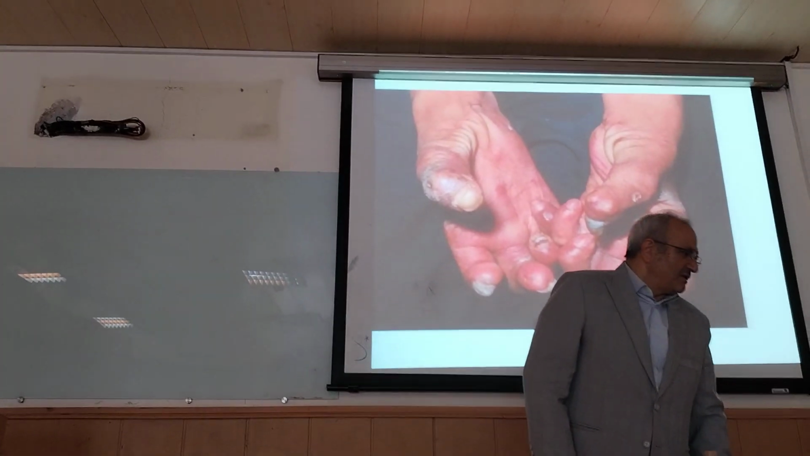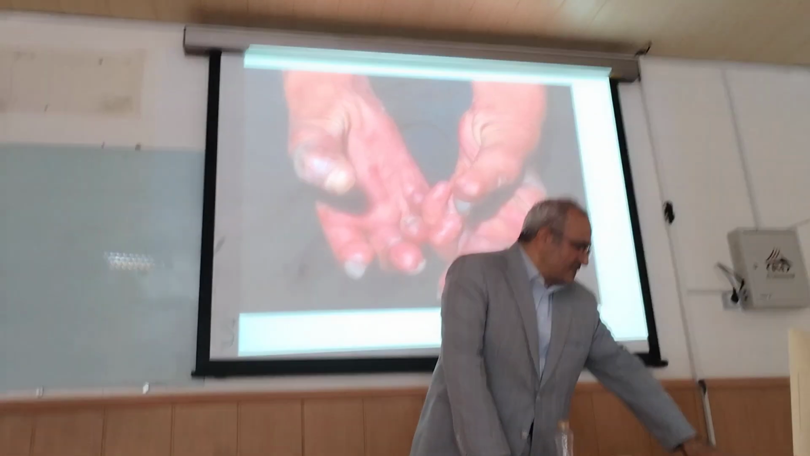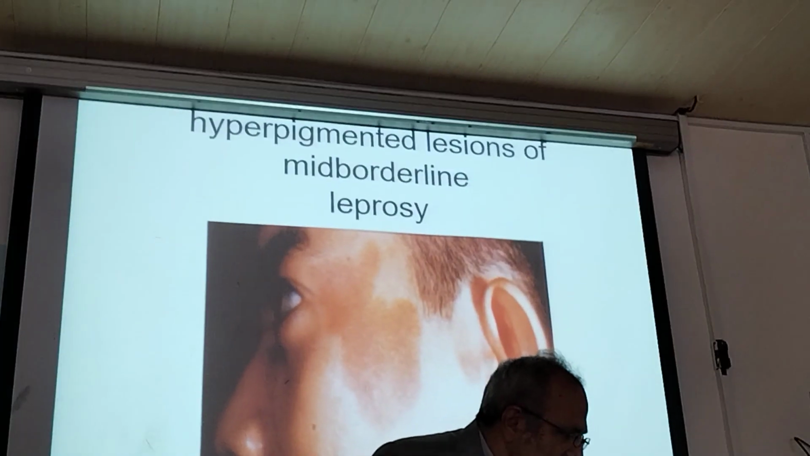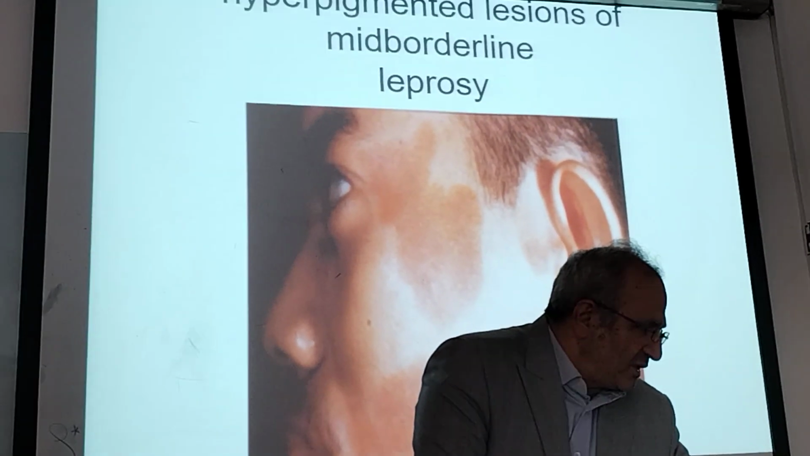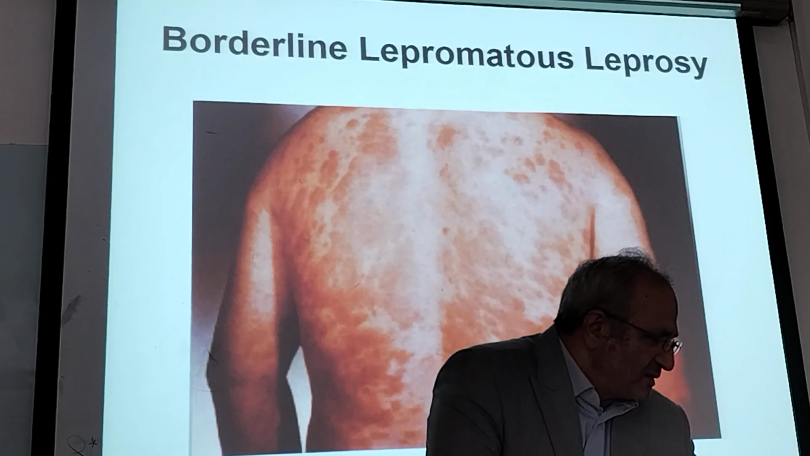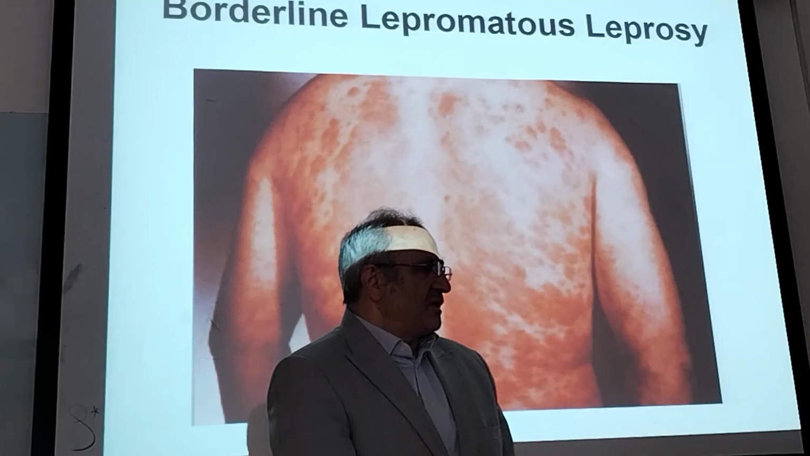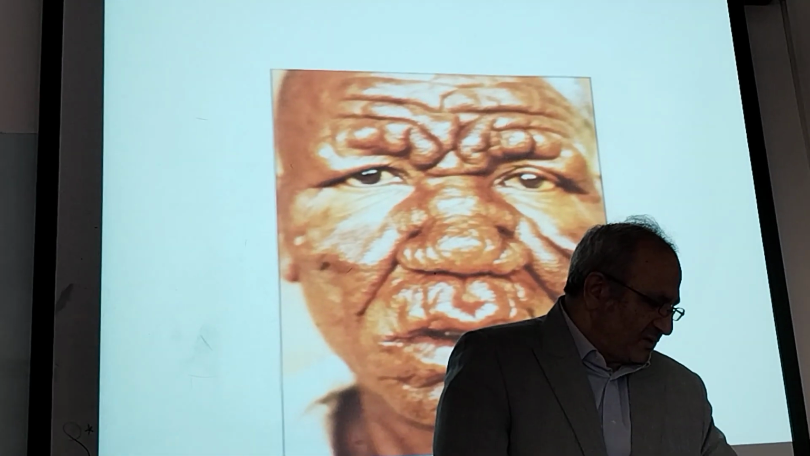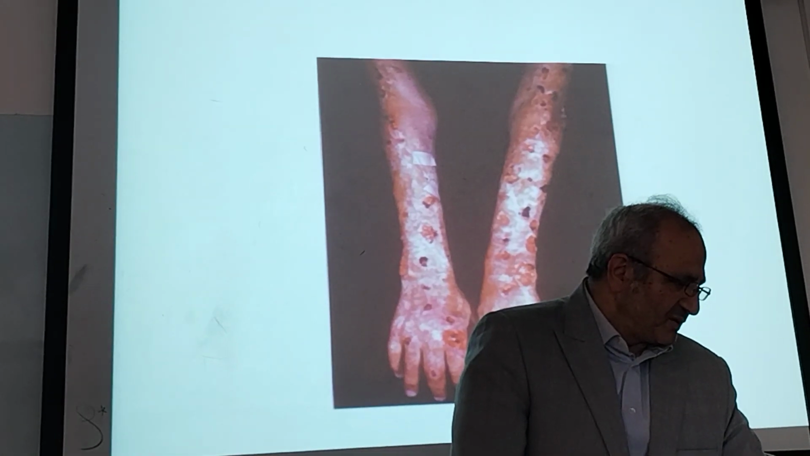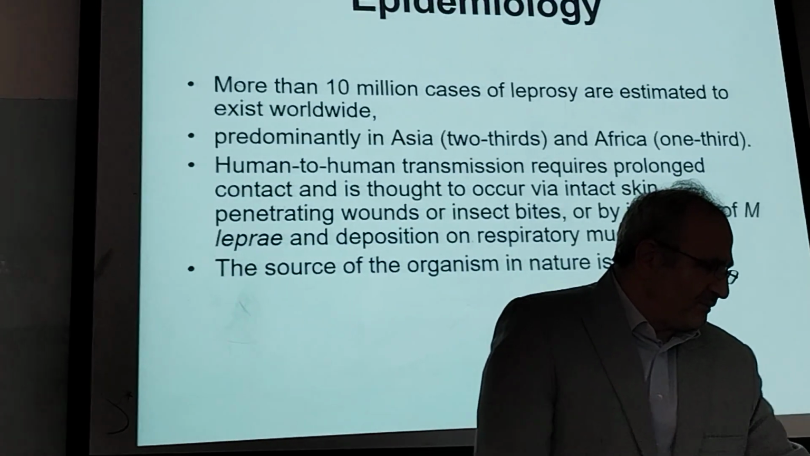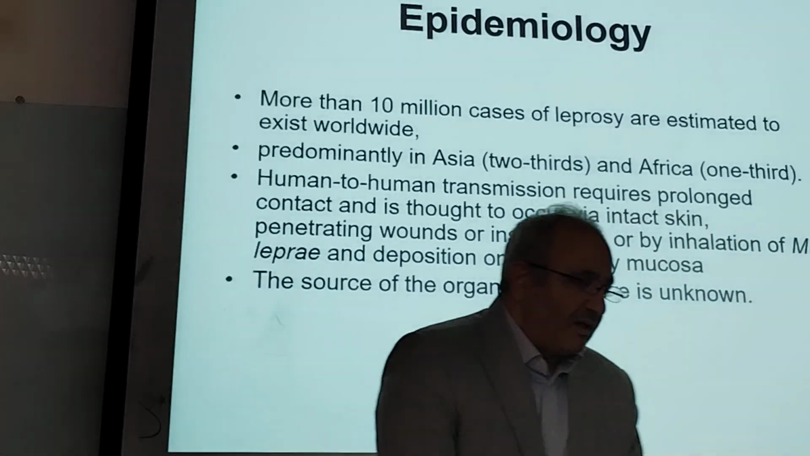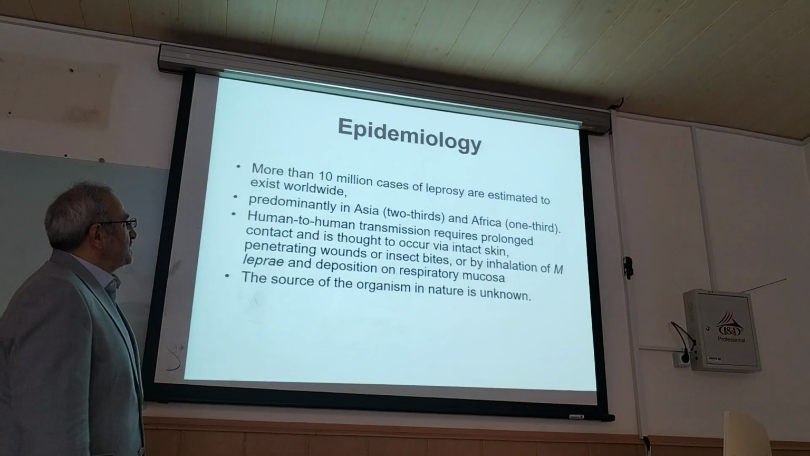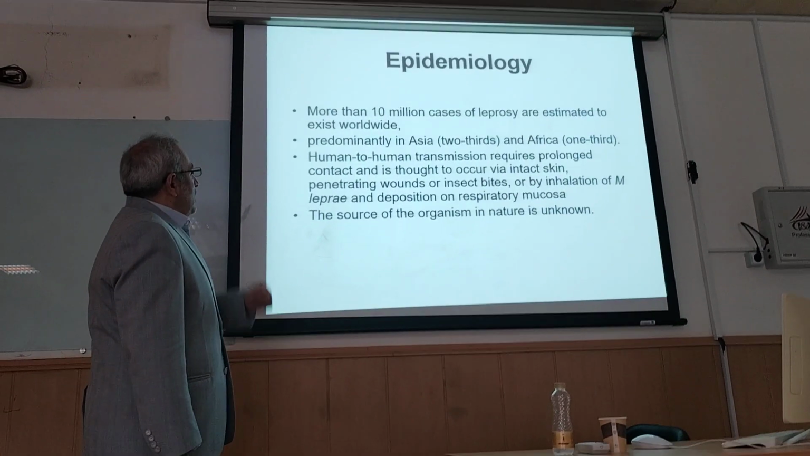And these are some pictures of leprosy. You can see this one and this one. This is mid borderline leprosy. This one is borderline lepromatous leprosy, and this one also leprosy. So you have a chance to see the colorful atlas of pathology, to see the histopathology and also infectious disease.